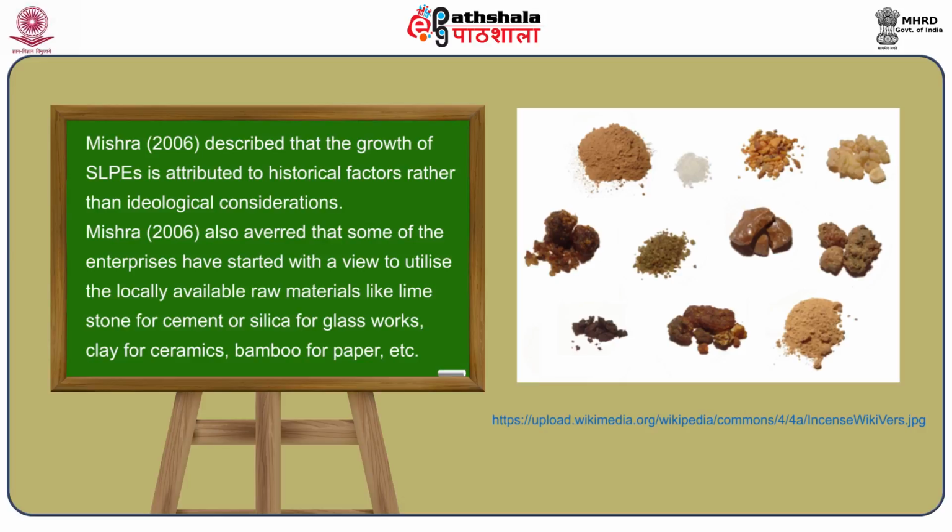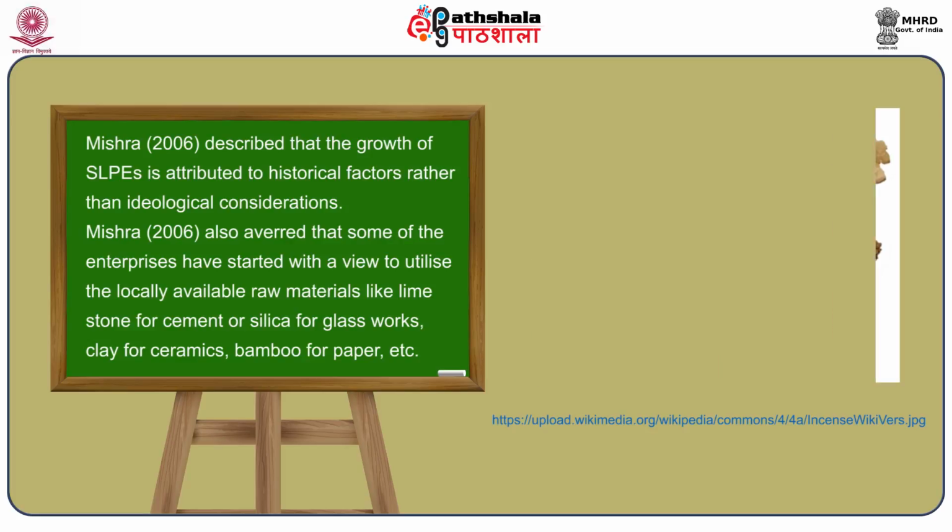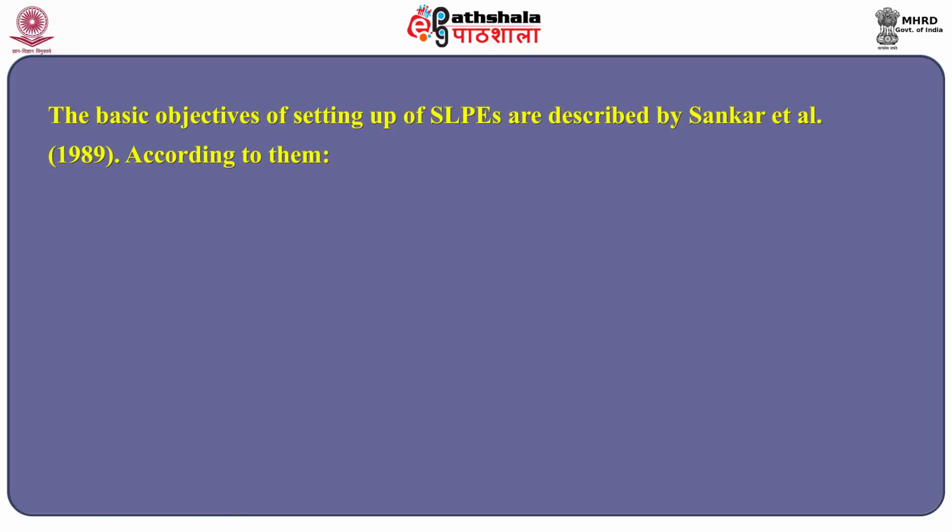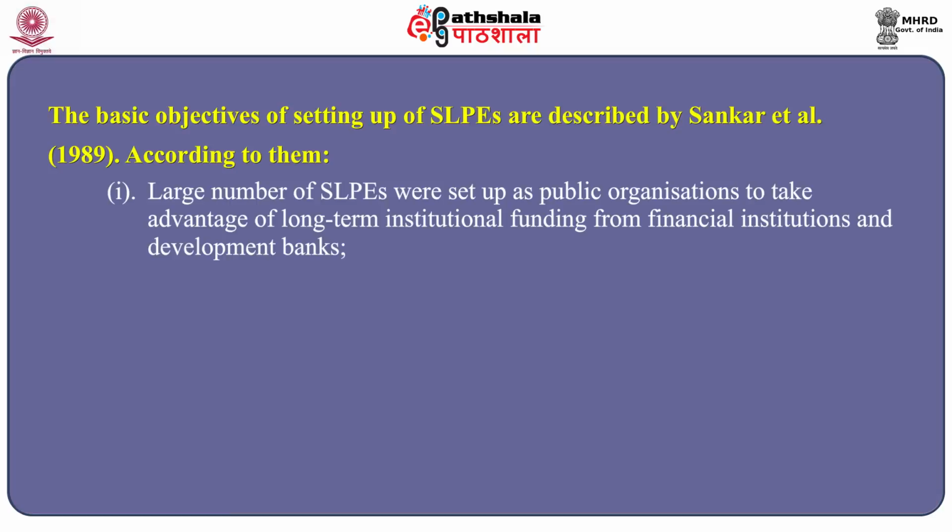The SLPEs in India were started with a view to utilize locally available raw materials like limestone for cement, silica for glass, clay for ceramics, and bamboo for paper, etc. The major objectives with which these SLPEs were established: a large number of SLPEs were set up as public organizations to take advantage of long-term institutional funding from financial institutions and developmental banks.